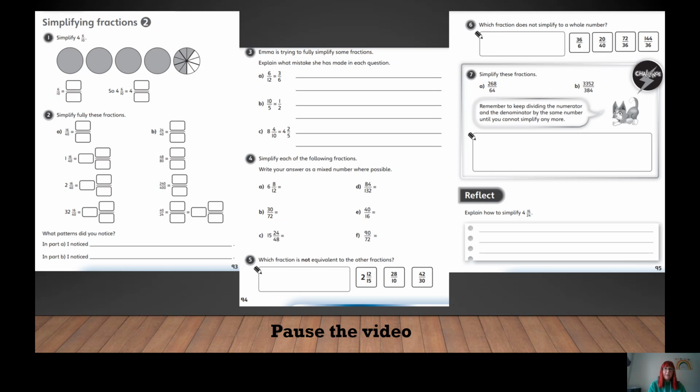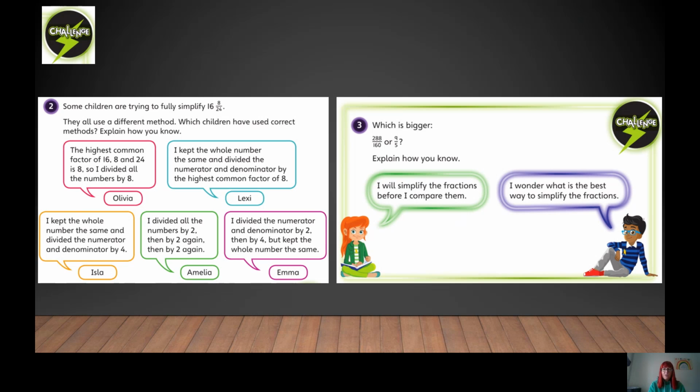Now, if you fancy a deepening challenge, I'm just going to flip to the next page. There are 2 deepening challenges that you might want to consider. Question 2 says children trying to fully simplify a mixed number here. 16 and 8/24. And question 3 is asking which is bigger, 288 160ths or 9/5. Now, I would say both of these challenges lend themselves to a PEE. Make a point, find some evidence, and then explain your answer.